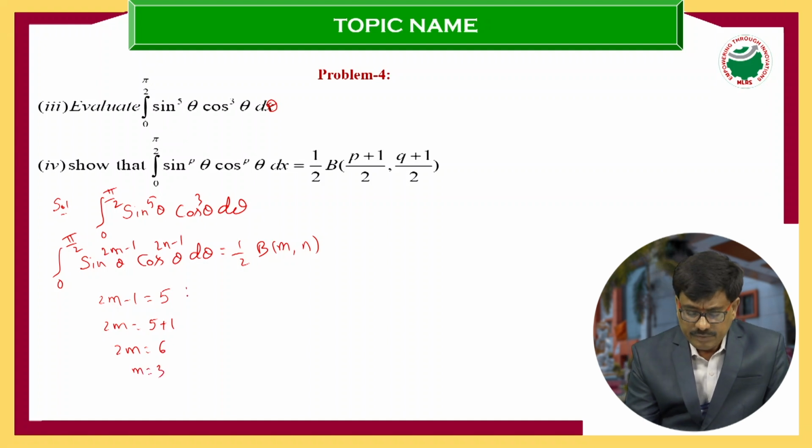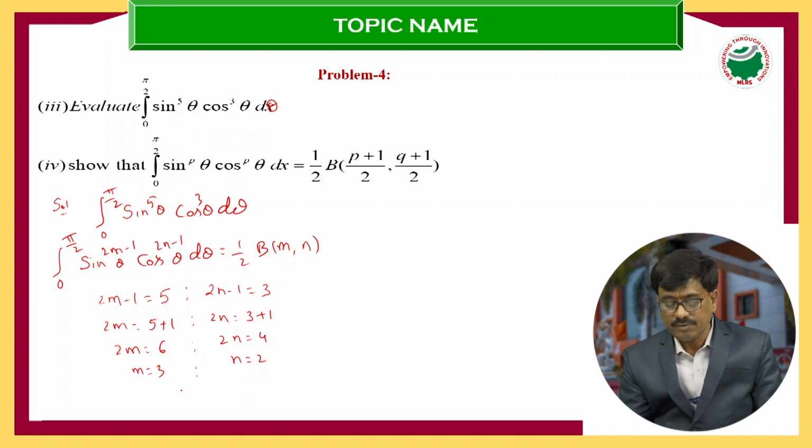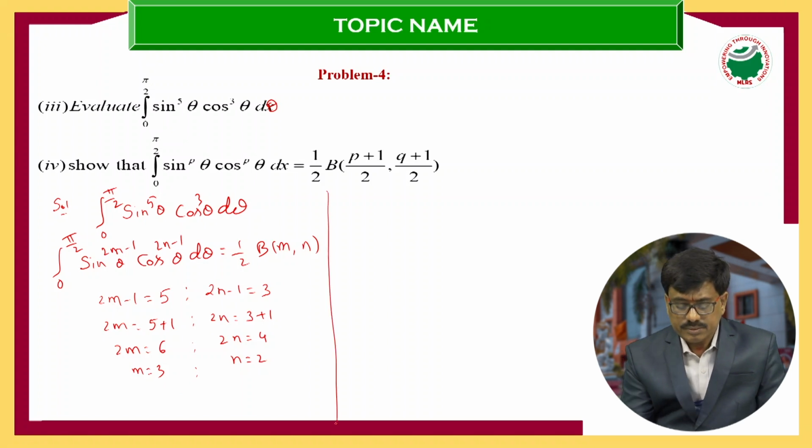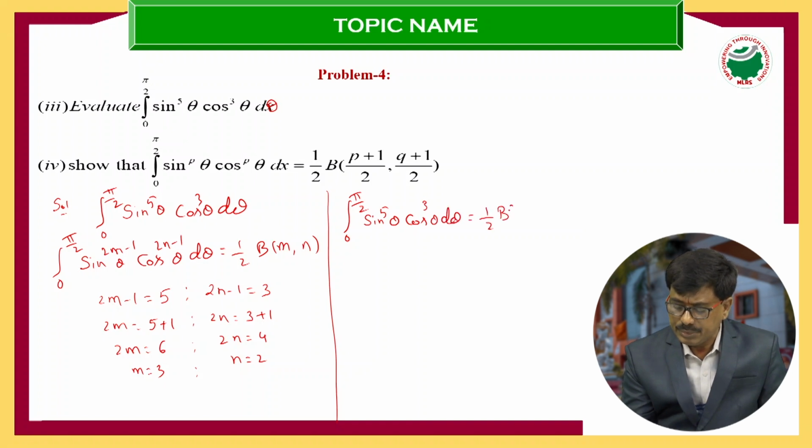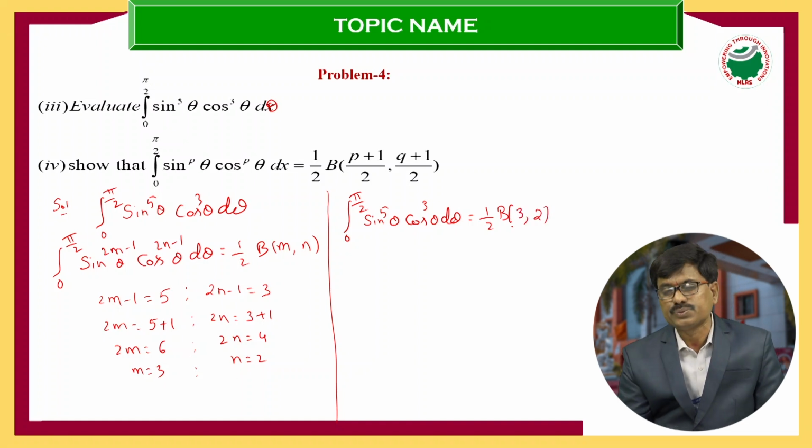3. Similarly, we can compare 2n minus 1 equal to how much? 3. 2n is equal to 3 plus 1, 2n is equal to 4, n is equal to 2. What values did we get? The m and n values. See, this integral value can be expressed in terms of beta functions. Integral 0 to pi by 2 sine power 5 theta into cos power 3 theta d theta is equal to 1 by 2 into beta. The m value is 3 and the n value is 2.